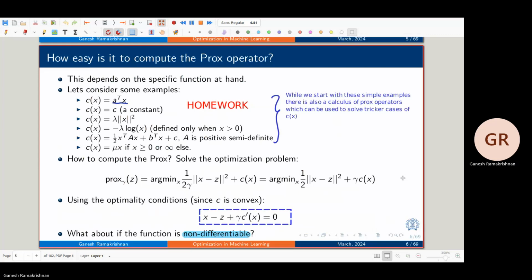Well, it's none of these. All these forms are differentiable, right? Except for C of x is mu x if x is greater than or equal to 0, or infinity otherwise. This is not differentiable everywhere, whereas the ones on the board are differentiable. So we're just doing a sanity check: if it's differentiable, what happens? A transpose x, or the 2 norm square of x, and so on.